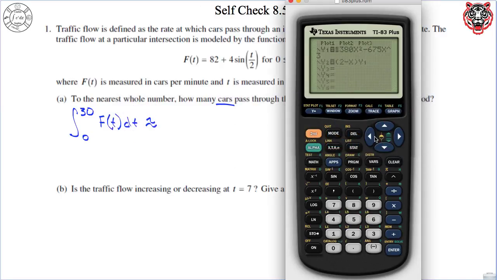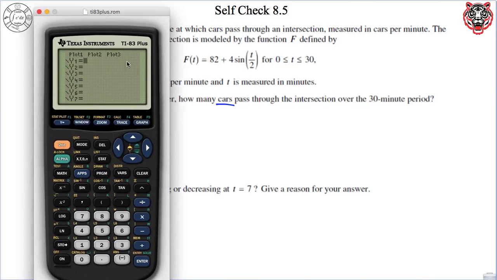So again, I need to plug this in. Let's get rid of these, get rid of those. My function is 82 plus 4 sine of x divided by 2, all that, and my window is going to be between 0 and 30, just in case I ever need it. 0, enter, 30, and second quit.